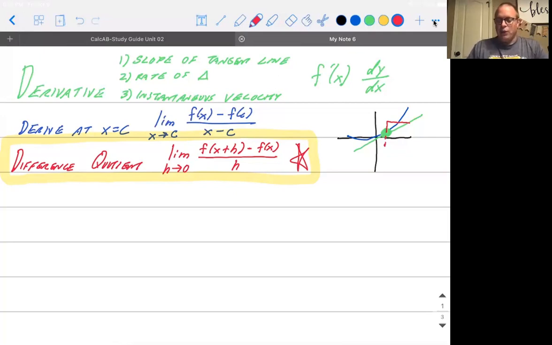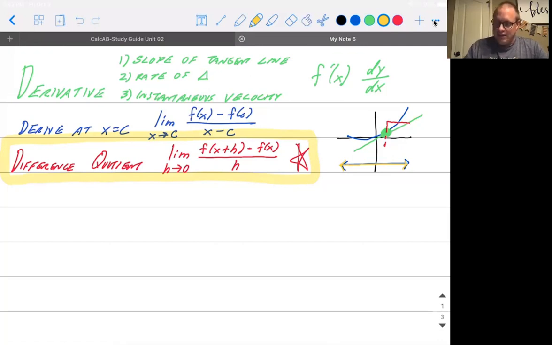So what if we had a horizontal line? What if, on the same graph, I just drew a horizontal line? And I said, well, what is the derivative at a point on that horizontal line? Well, the derivative would be 0. Because if I put a tangent line to it, that tangent line would basically be right on top of it. And the slope of a horizontal line, therefore, is 0.